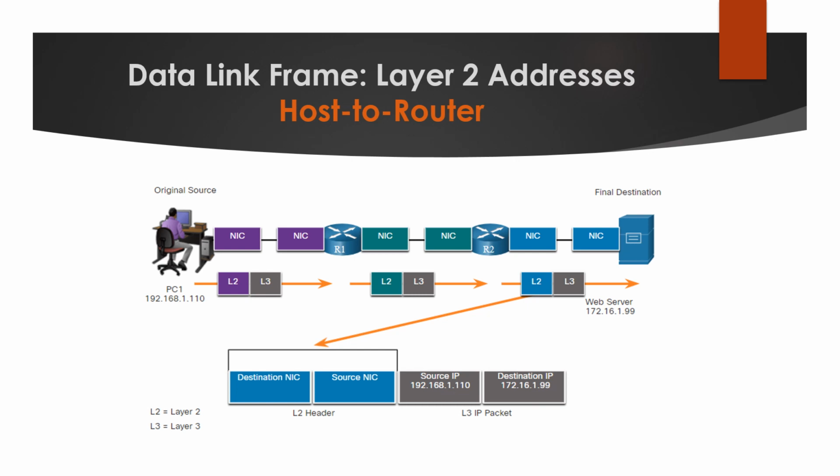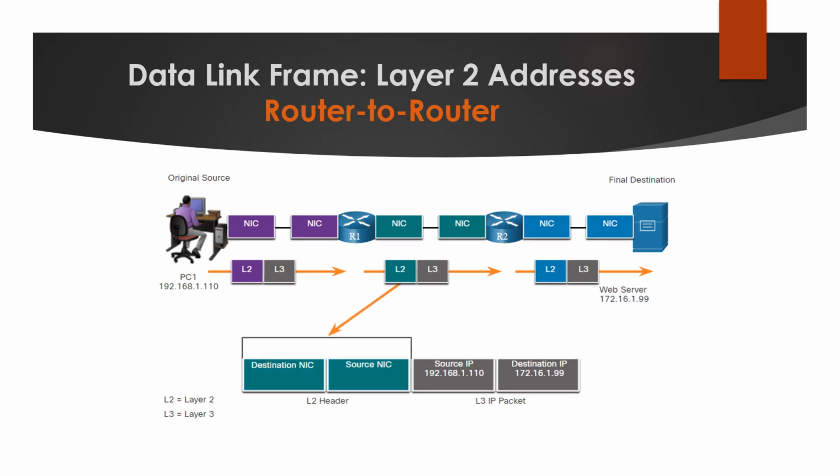We want to see PC1 needs to send a frame to the final destination, which is the web server. The source host encapsulates the layer 3 IP packets into a layer 2 frame. In the frame header, the host adds its layer 2 address as the source and the layer 2 address of router 1 as the destination, the network interface card that is connected with the LAN of PC1, as it is shown in the figure.